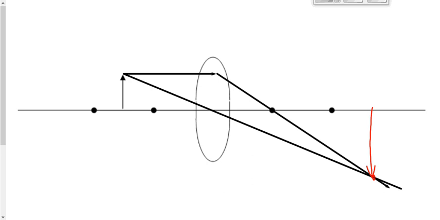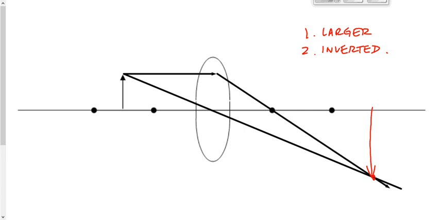This red image is larger, smaller, the same size as this black object? It's larger. This red image is right side up or upside down compared to the object? Upside down. We're going to call that inverted. I don't really care what term you use for that. Some people say inverted, some people say upside down, some people say flipped. It doesn't really matter as long as you recognize what it looks like.